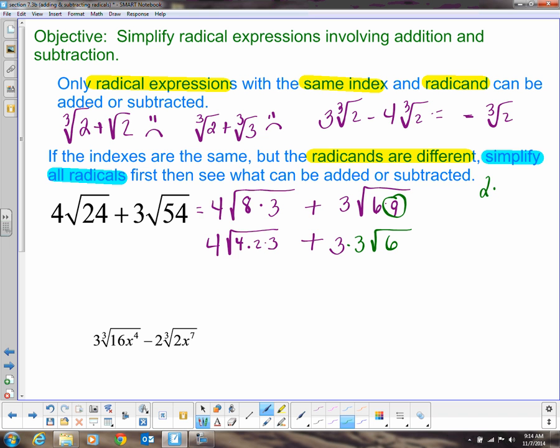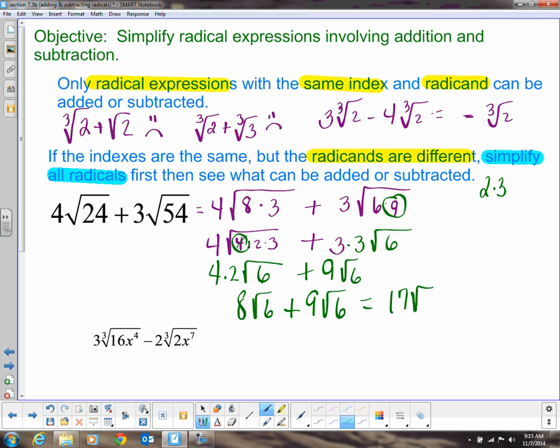Now, what is 6? It's 1, 2, and it's 1, 3. Will that simplify? No. Do you see a perfect square here? What's the square root of 4? So you have 4 times 2 times the square root of, that's gone. There's not 2 2's, there's not 2 3's. We put it back together. What's 3 times 3 on the outside? 9. So you've got 9 square root of 6, and this is going to be 8 square root of 6. Now, are the radicand and indices the same? So what is that? 17 square root of 6. That wasn't bad, was it?